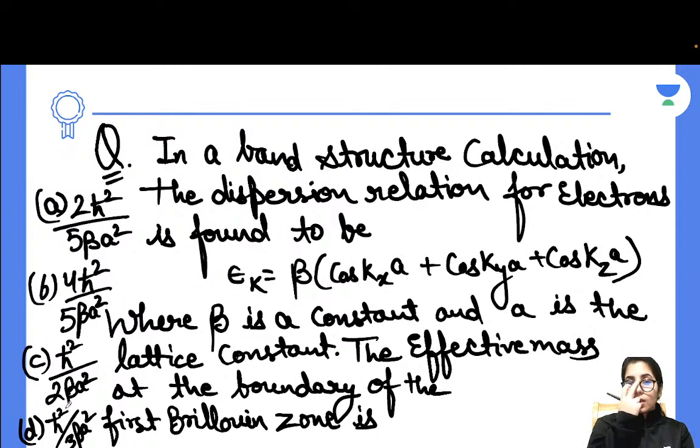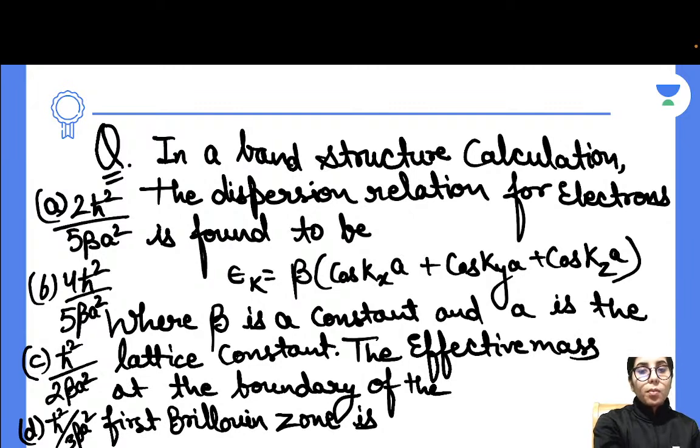So actually guys, they have given you a band structure calculation. Give me a second, let me just check whether everything is all right or not. I think everything is fine and clear, so we can continue the discussion. Okay, so they have given in a band structure calculation that the dispersion relation for electrons is found to be epsilon k equal to beta times cos kxa plus cos kya plus cos kza, where beta is a constant and a is the lattice constant. You have to find the effective mass at the boundary of the first Brillouin zone.